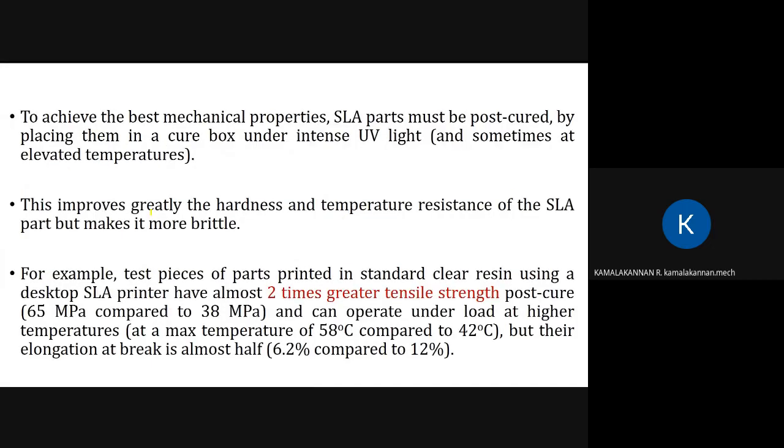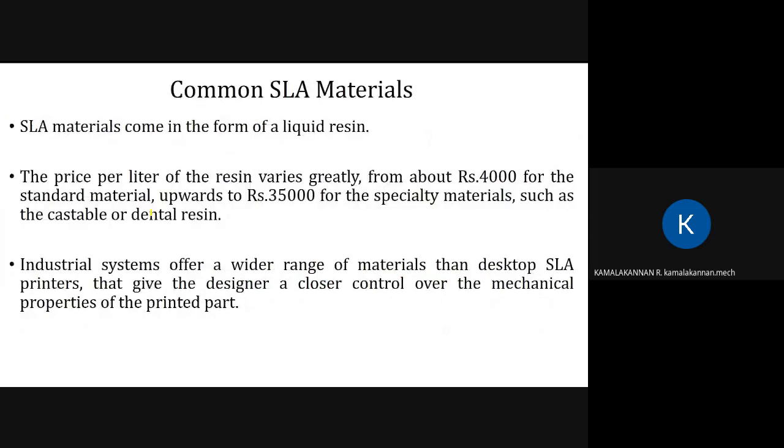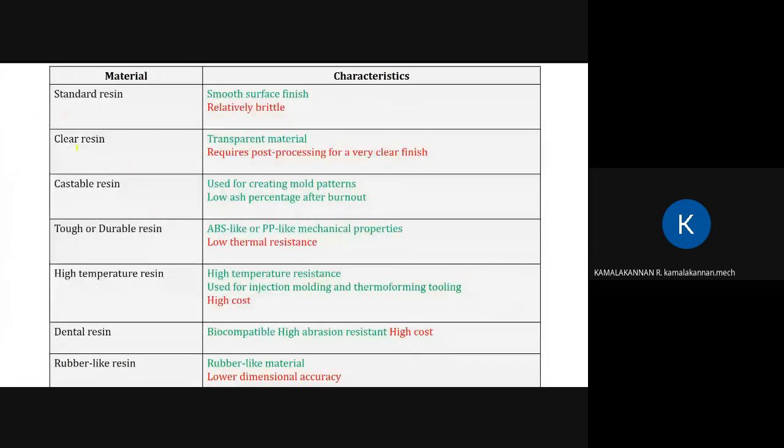Okay, guys, you can go through some common SLA materials: standard resin, clear resin, castable resin, tough or durable resin, high temperature resin, dental resin, and rubber-like resin. So these are the types of photopolymer resins available here. See, green is positive, and red is negative.